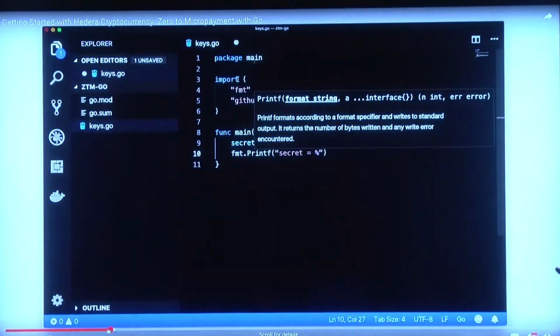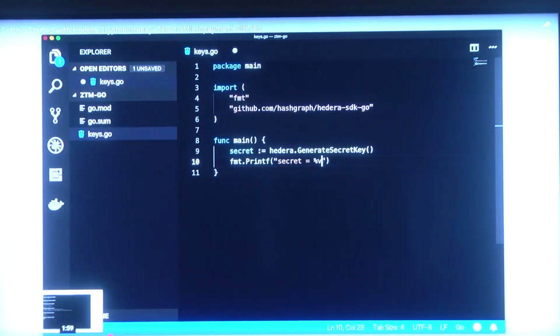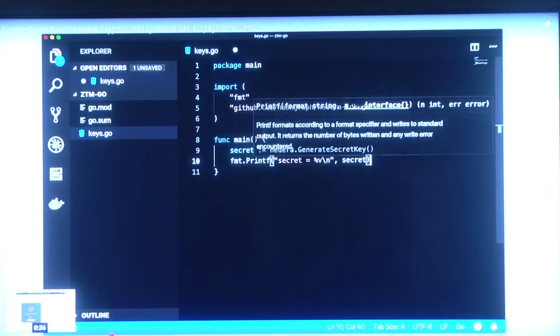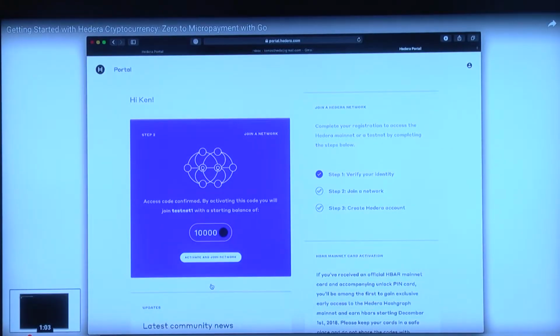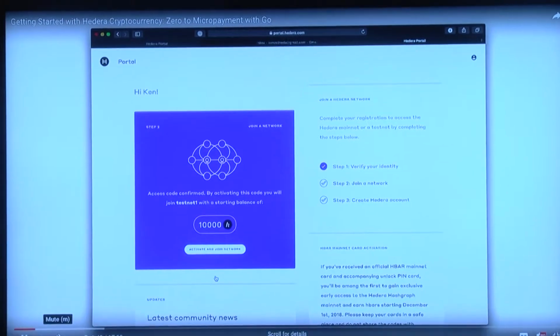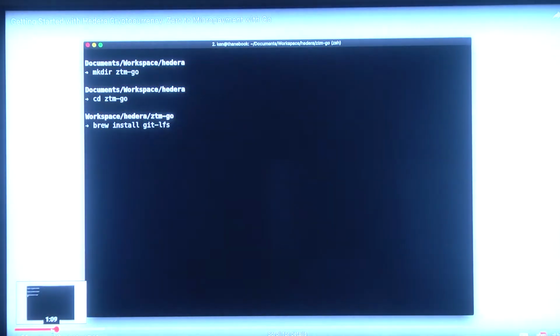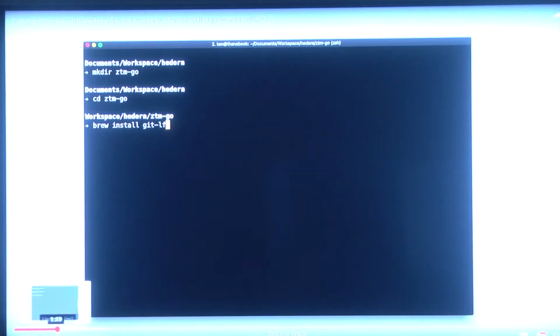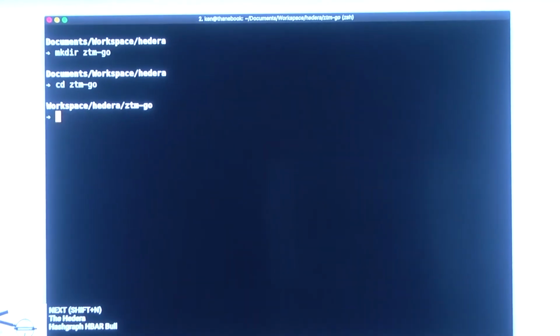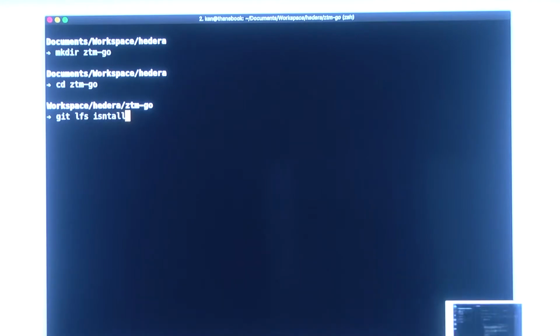To register an account, you can go to portal.hedera.com to participate in our community testing program and register an account. Once you have done that, you can clone our SDK, start a Golang project, for example, if Golang is your thing, and start using it. So this is a quick demo.